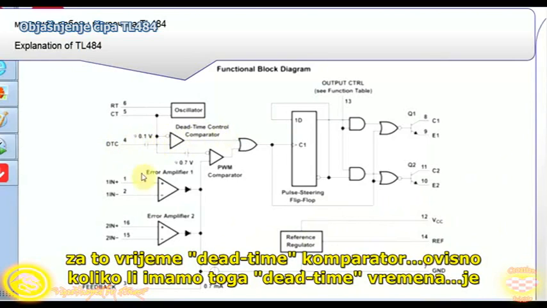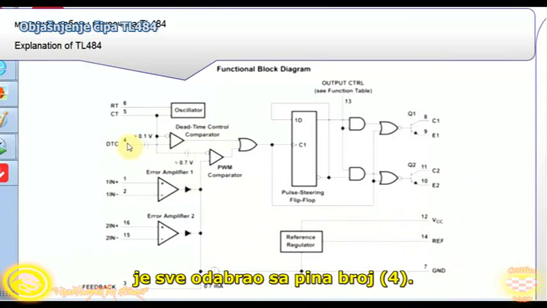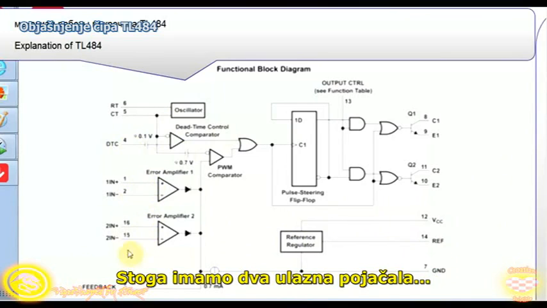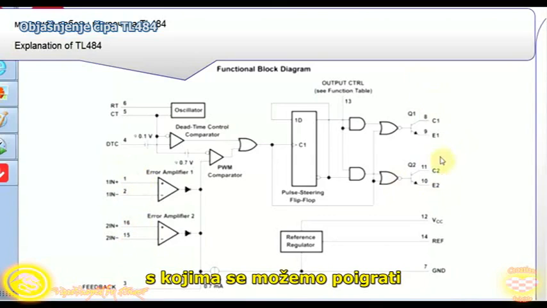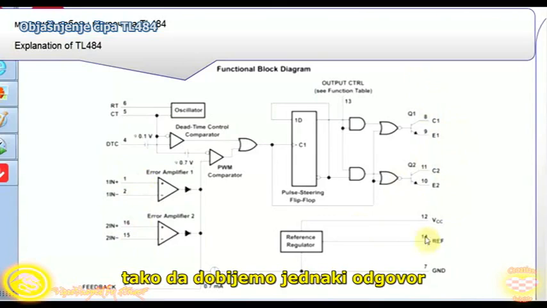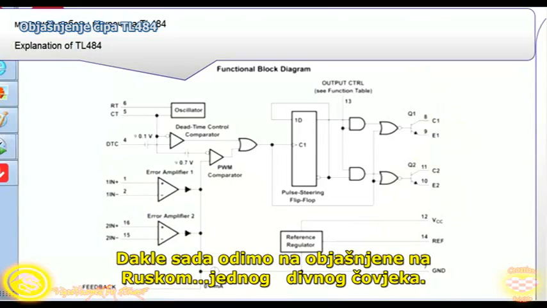Now the dead time comparator, how much of the dead time we have, is on leg number 4. And then we have two input amplifiers which we can play with, and then we have an equal response on this side if you want to. So let me go to the Russian explanation.